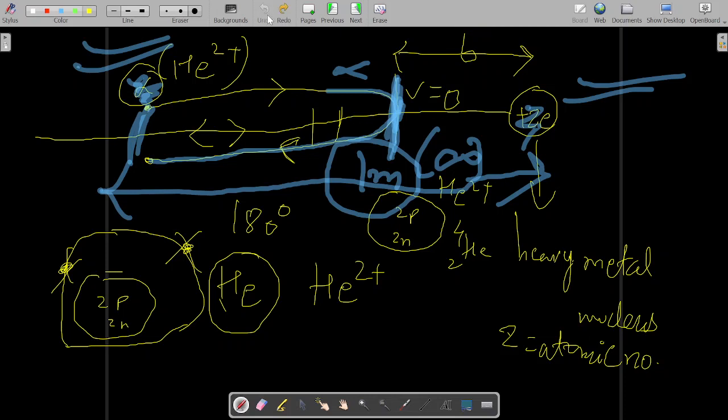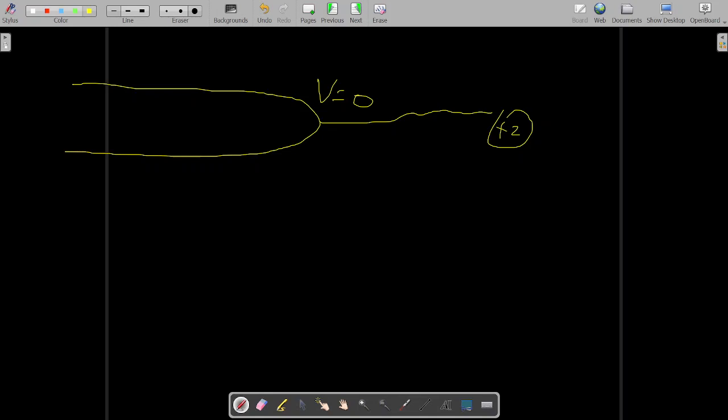So let me undo some things over here, okay. Oh, it is gone, okay, leave it. So let me draw once again. It is like this. It is V equal to 0 over here. This is your plus Ze. This is your B. This is your alpha particle. This is your half m v naught square. The particle will come, and the particle will go like this.